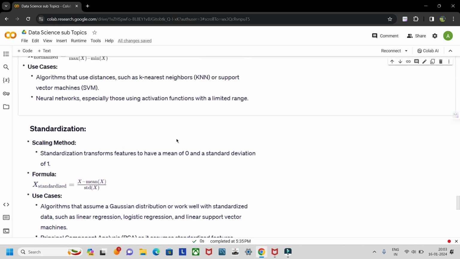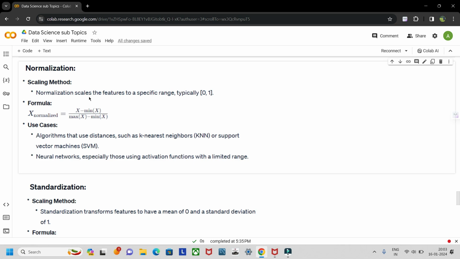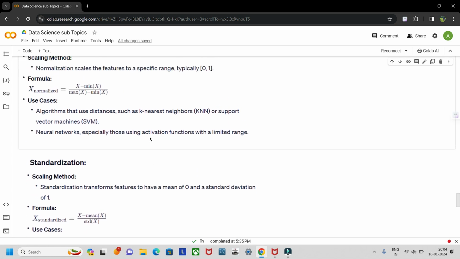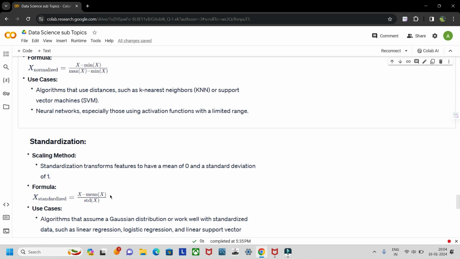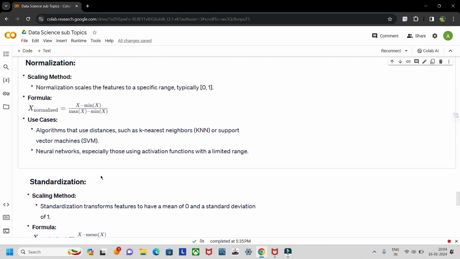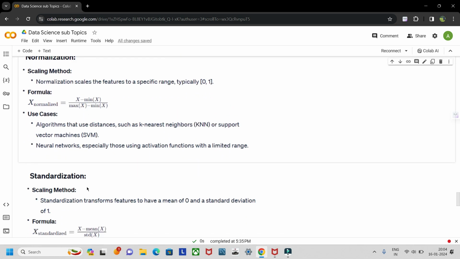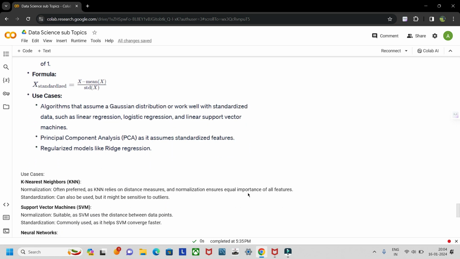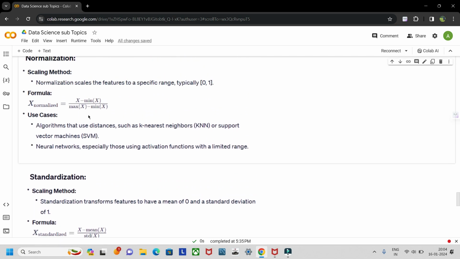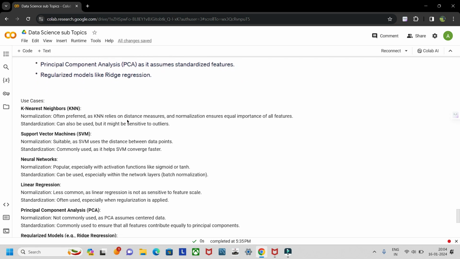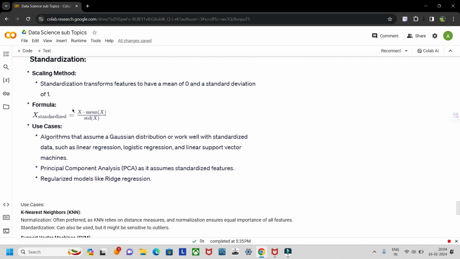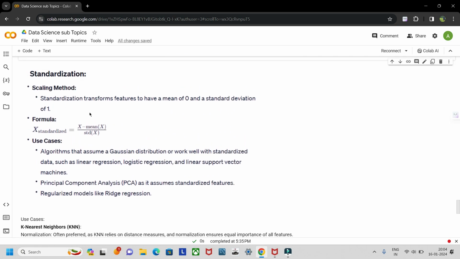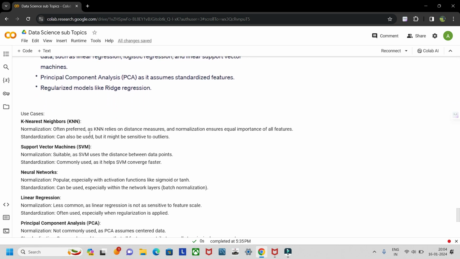Hope you got the basic difference between the scaling techniques, normalization and standardization. You must know the difference in the formula, how it is calculated, and the range: for normalization it is 0 to 1, but standardization usually scales to mean 0 and standard deviation 1. Standardization is sensitive to outliers, whereas normalization is not. And standardization is preferred for regression models, that is linear regression, and normalization is for distance points. So this is the basic difference between standardization and normalization.